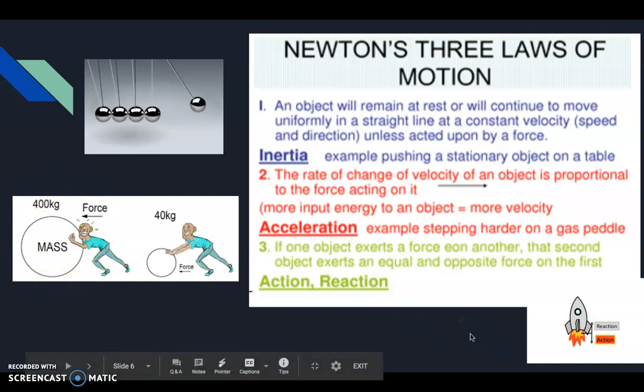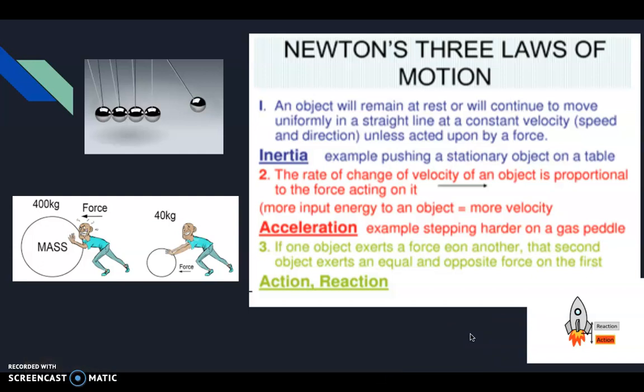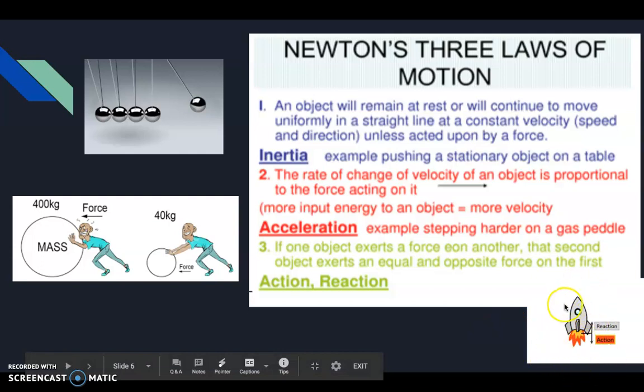Last one, the most common one that comes to mind, is action-reaction, or essentially one object exerts force on another, and that second object exerts an equal and opposite force on the first. Or in other words, every action has an equal and opposite reaction. That's why rockets propel into space. The fire from the exhaust shoots down and propels the rocket upwards into space.